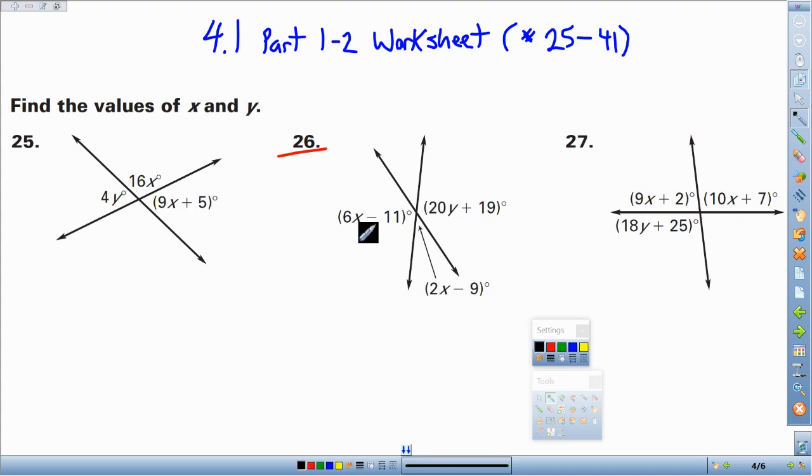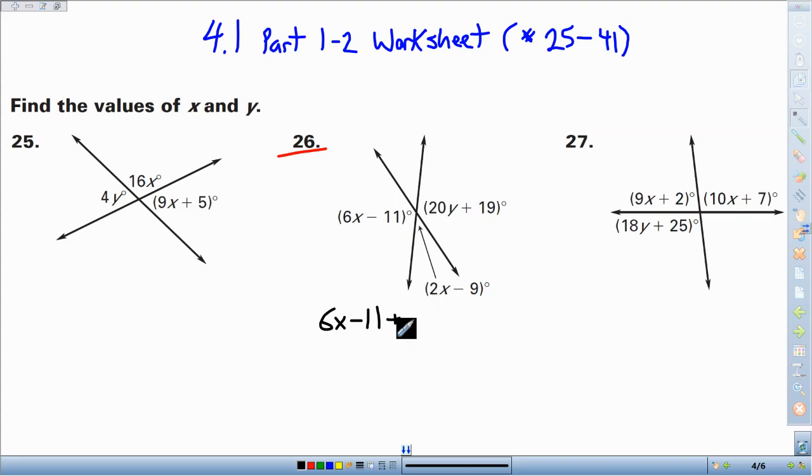So I'm going to say that this angle, the 6x minus 11, plus this angle, 2x minus 9, and by the way, notice when I'm making my equation, I'm not using the parentheses or the little degree signs. So you can just forget about those when you write your equation. I know that those two angles, when added together, equal 180. So from here, we can solve this equation.